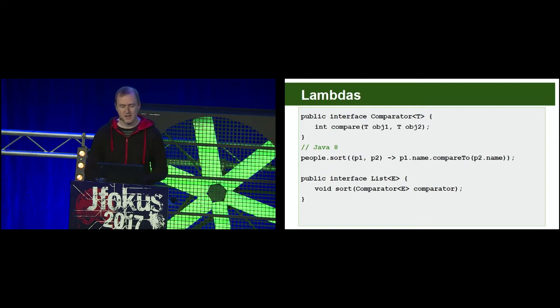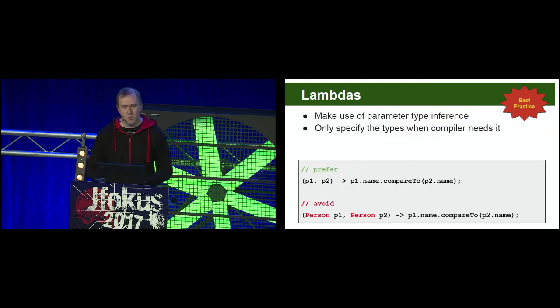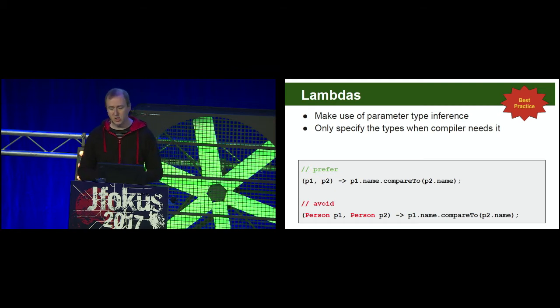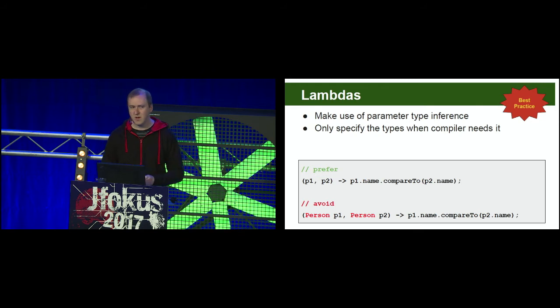Sometimes the compiler doesn't get it right. But what it does allow us to say is our first note here, that basically you should make use of that type inference. You only need to specify those types when the compiler needs it. So in the top example there, we're just specifying the variable names, P1 and P2. We don't need to say Person P1, Person P2. The compiler can figure that out for us, and it should do. There should most of the time not be any reason to specify that.